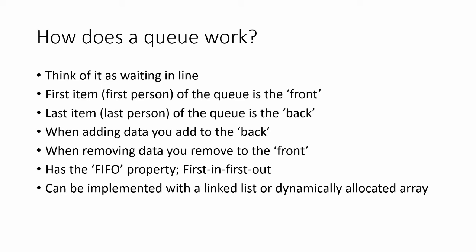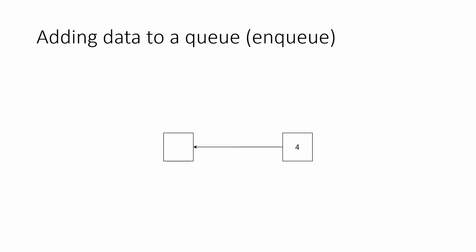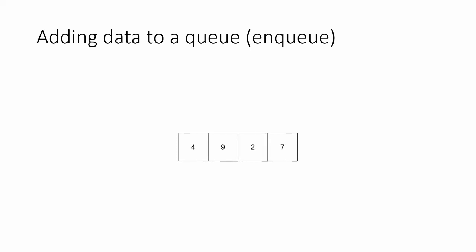So why don't we look at an example of adding data to a queue. This is called enqueuing, where we're adding the number 4 to our queue. It's going to go to the front, and then we're going to add another number, let's say 9. 9 gets enqueued into our queue, and then 2. We add another 7, and this is going to be our queue, right?